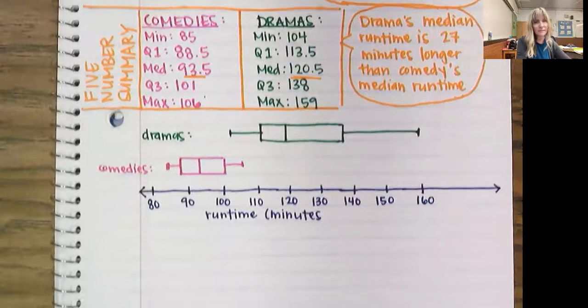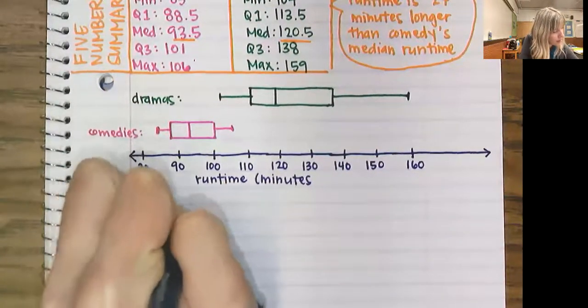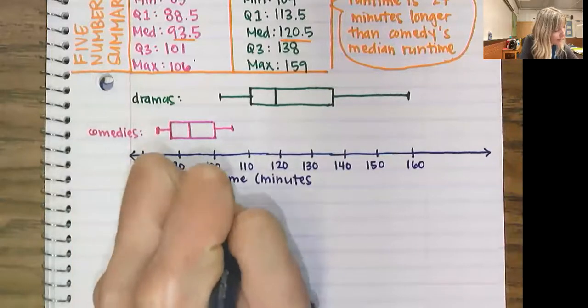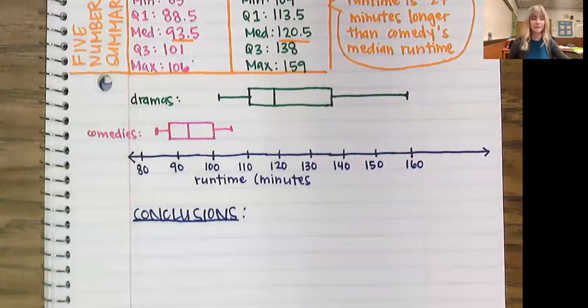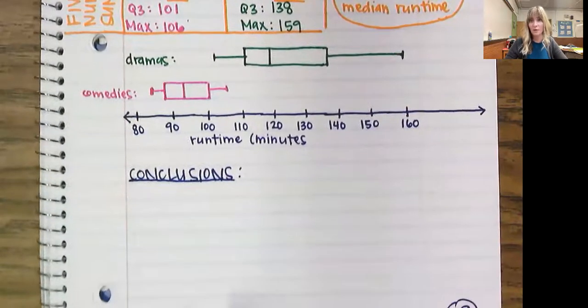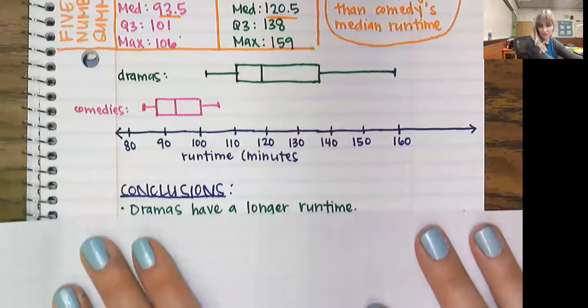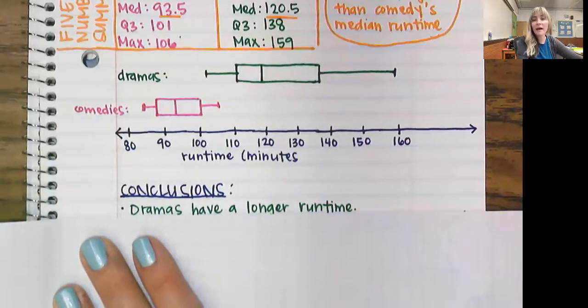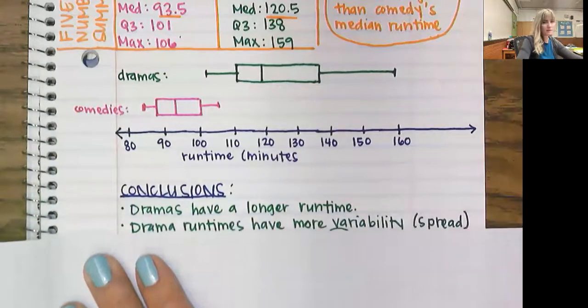And what things do we see? Well, I'm going to come down here and put some conclusions. What do I now understand about comedy runtimes versus drama runtimes that I didn't know before I started all of this? I'm going to give you a couple of conclusions right now, and you can write them down. First, overall, all of this completely verified what I suspected from the beginning, that dramas definitely have a longer runtime. Overall, dramas are longer.